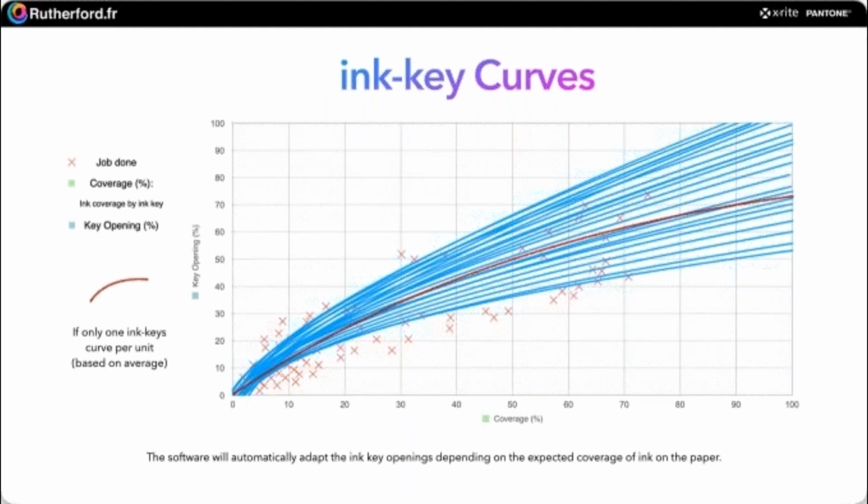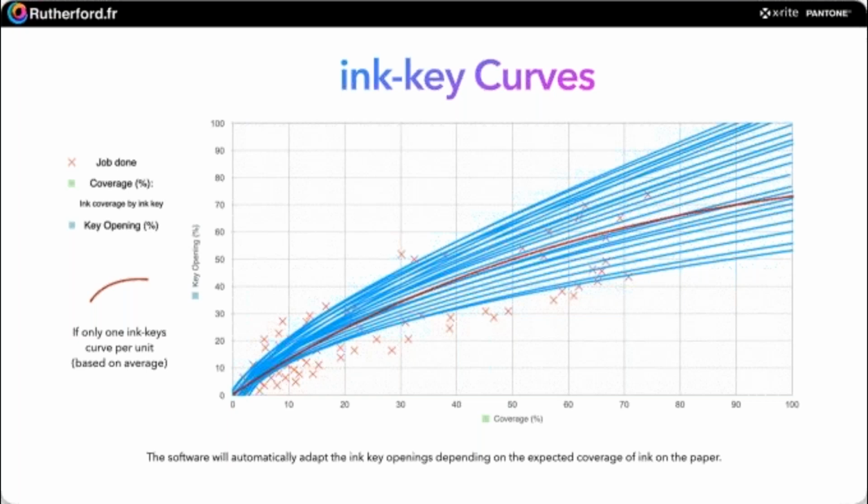Here is an example of what you can find by using Rutherford. So each cross, red cross, is a job, and all the lines are the ink curves. With Rutherford, you can see how many blue curves you have. It's the way our system is working. So each ink key is receiving its own curve so that it can be very accurate for preset and for closed loop. It's very important.